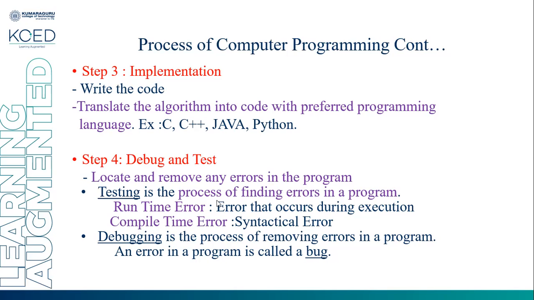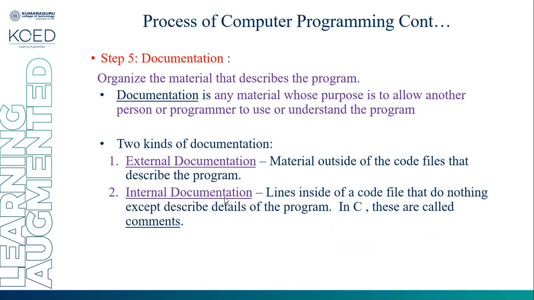Runtime error means during execution an error may occur. That error is known as a runtime error. Debugging is the process of removing errors in a program. An error in a program is called a bug, and removing that error is known as debugging. The final one is documentation. It's the fifth step in the process of computer programming.